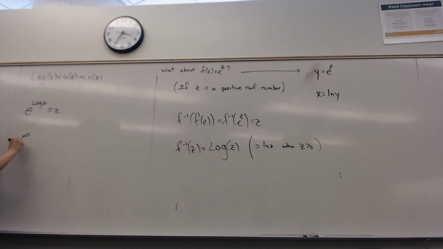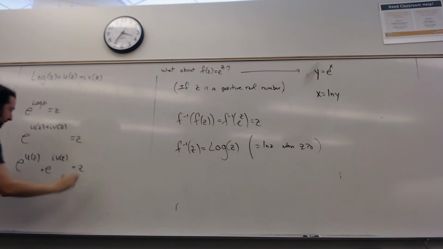So that means that e to the u of z plus i v of z had better be equal to z, just replacing the log of z with its real and imaginary part representation. But that means that e to the u of z times e to the i v of z must be equal to z. Oh, that's starting to look familiar.